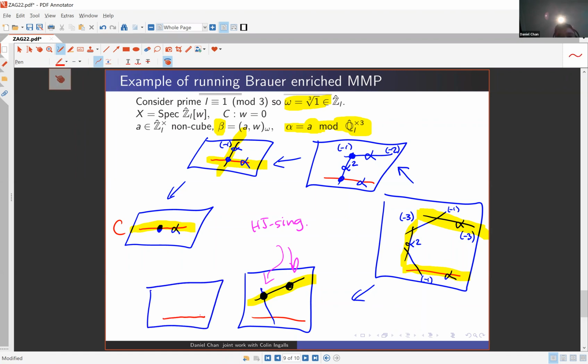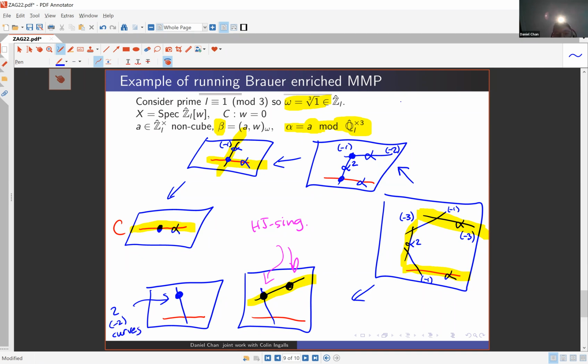So you have the original strict transform of that curve C, and you have another curve. And this is going to be another, you can contract that, the yellow one here, that yellow curve. And that will give you, it turns out, another Hirzebruch-Jung singularity. And it's the one that has 2 minus 2 curves.